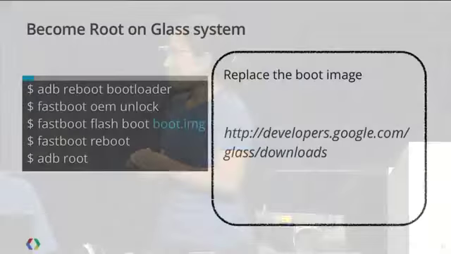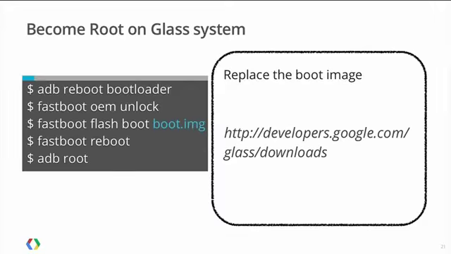The third command overrides the boot partition with the boot image that you can download from this site, probably sometime before the end of I/O. Developers under Glass, under downloads. This will enable you to actually gain root access. What the boot image does is it contains a RAM disk that defines a lot of system properties, including which shell and which services gain access to which partitions and so forth.